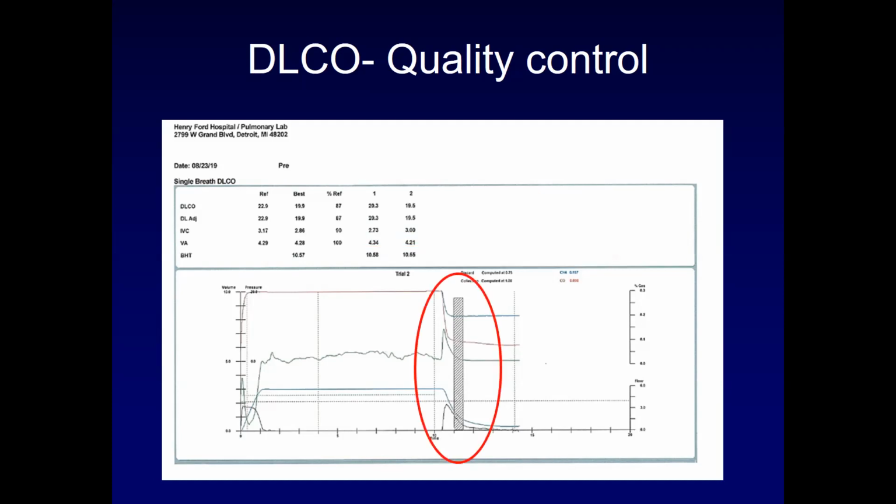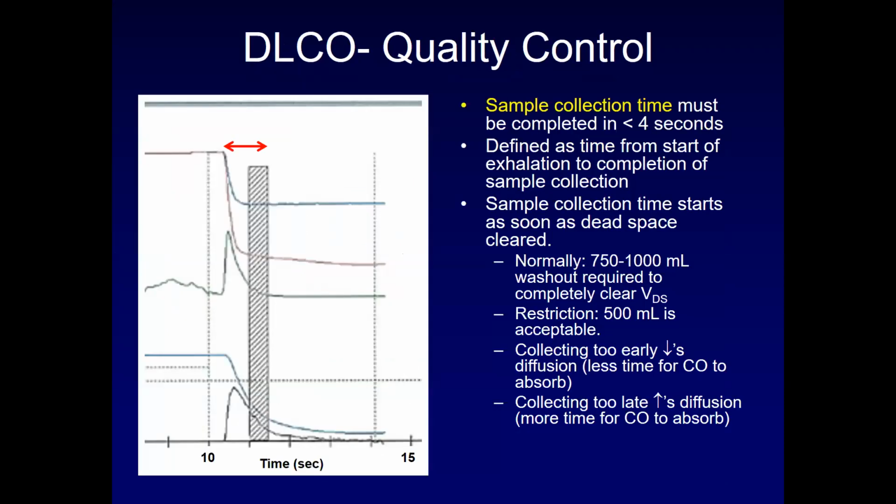Let's spend a few moments talking about the sample collection time. Sample collection time must be completed within 4 seconds of the initiation of it. It's defined from the start of the sample collection here until the end of the sample collection over here. The sample collection time starts as soon as dead space is cleared. So you'll notice that there's an area in here where there's no measurement of any diffusion. Effectively, this is to clear out the dead space in the system.